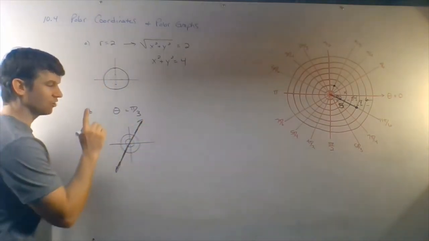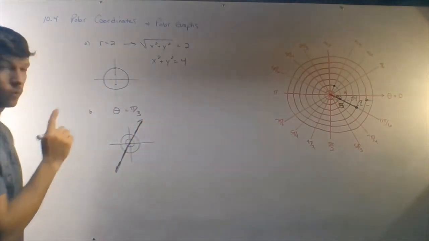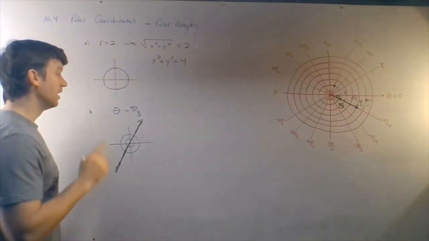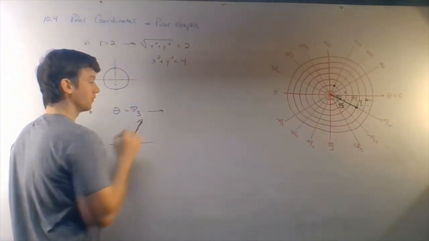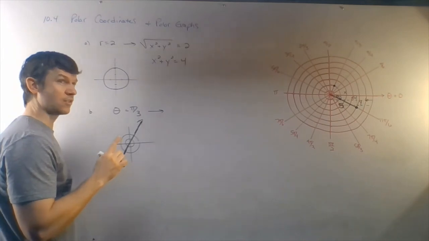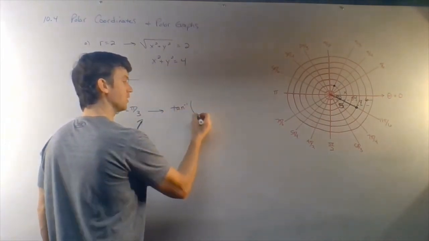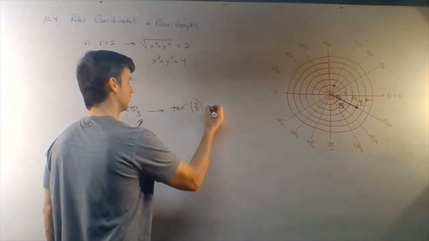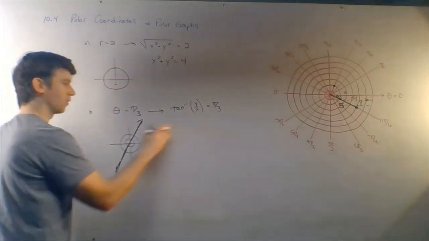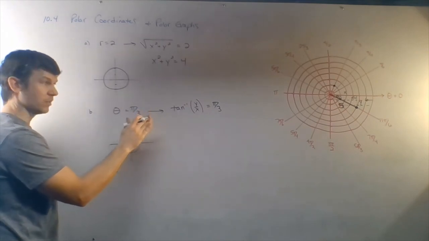Okay, so what do we get? We actually get a line. Now we could write the equation of that line, because I know that to convert this to rectangular, theta, how does that relate to y and x? Well, theta is the inverse tangent of y over x. So I can replace theta with what is equivalent to it.